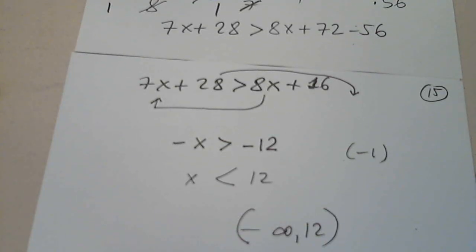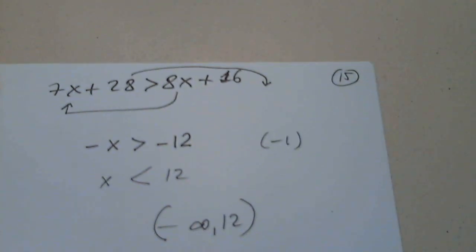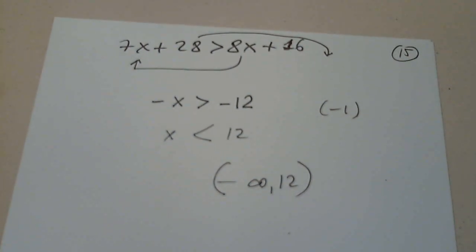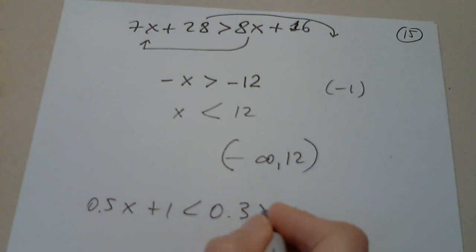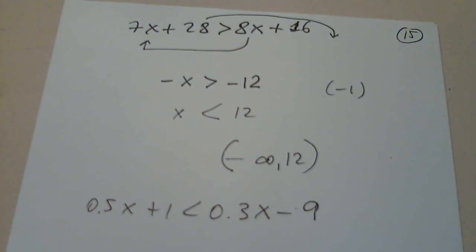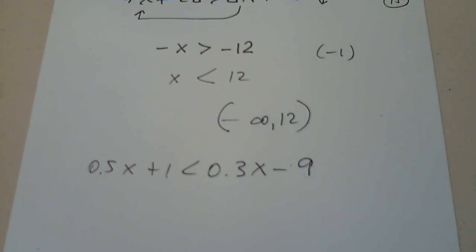Good. We want to work on this. You know exactly what I'm going to do first. No doubt about it. Get rid of the decimals. Yep. We want to work on this one? Yes. Okay. So 0.5x plus 1 less than 0.3x minus 9. Yes, I will definitely get rid of decimal numbers. I only have one digit to worry about, so what should I do to both sides?